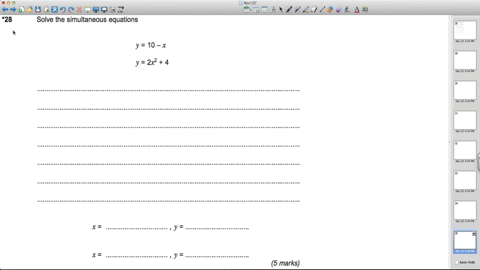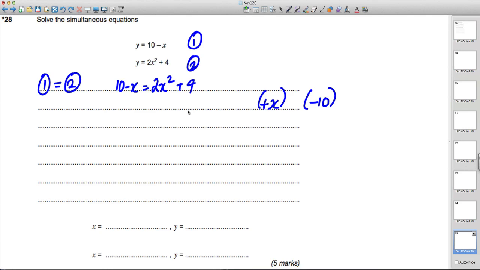Okay? And then the last one, you're solving simultaneous equations. Label them 1 and 2. Here's equation 1, here's equation 2. They're both equal to y, so make them equal each other. Let 1 equal 2, i.e. 10 subtract x is equal to 2x squared plus 4. You have a quadratic. You can't solve a quadratic until one side's 0. So add x to both sides and subtract 10. 0 would be 2x squared, add x, subtract 6, therefore. And you want to solve this.